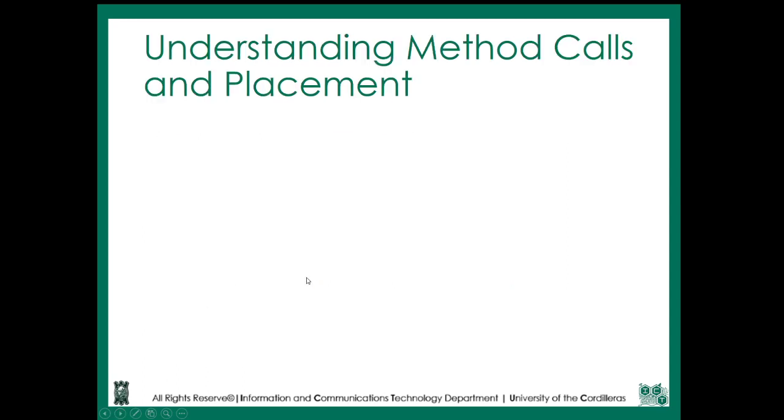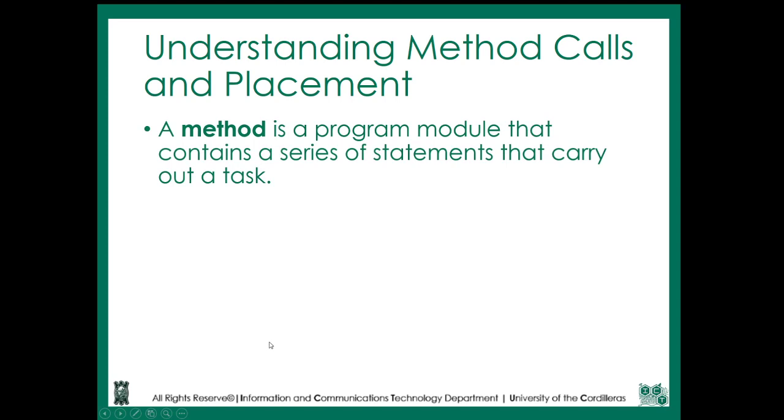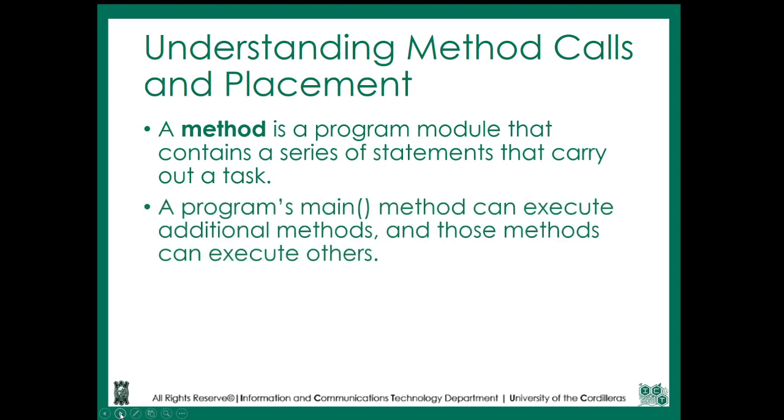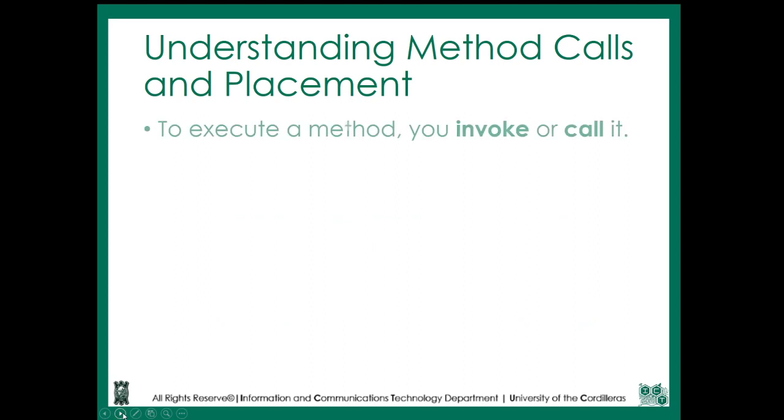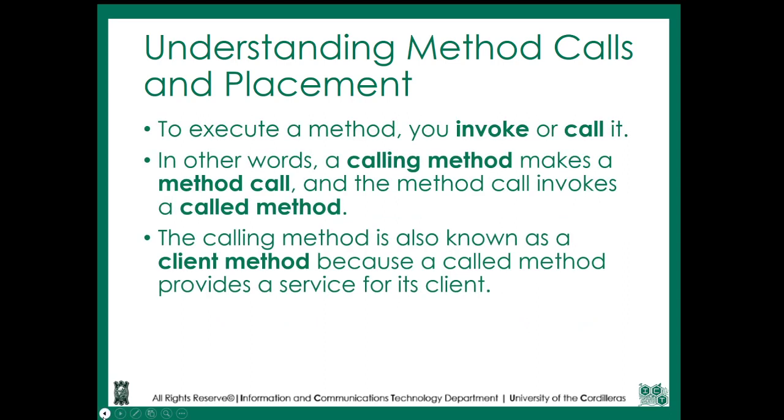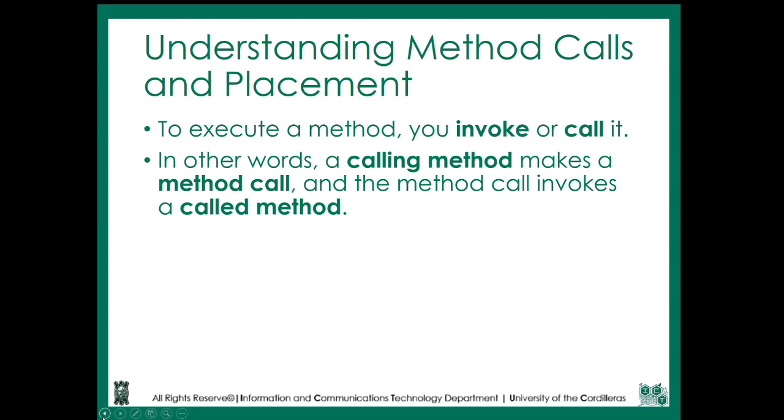First of all, we have to understand what a method call and placement is. When we say method in Java programming, it's a program module that contains a series of statements that carry out a task. A program's main method can execute additional methods, and those methods can execute others. Also, any class can contain an unlimited number of methods, and each of those methods can be called an unlimited number of times. I'll show you later how to create a method, along with some more examples of how methods can be used in your program.